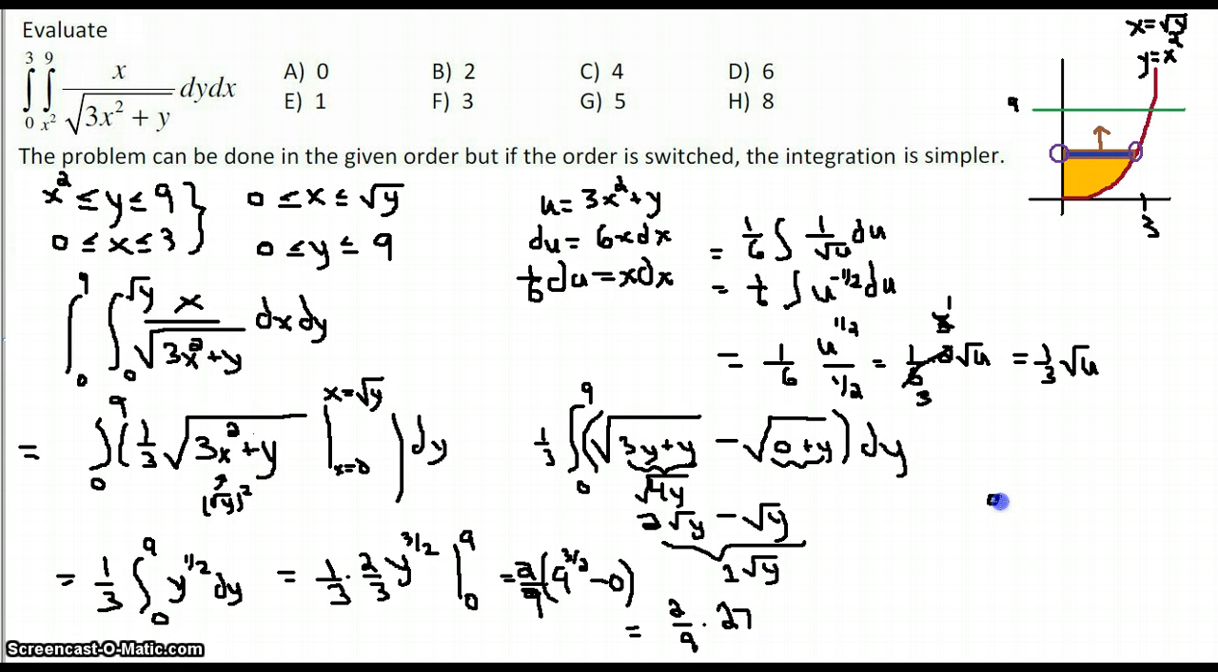How do we get to 27? 9 to the 3 halves is 9 to the 1 half, or the square root of 9, and then cubed. So that's a 3 cubed, which is 27. And then we can cancel where the 9 would turn the 27 into a 3 to give us a final answer of 6.